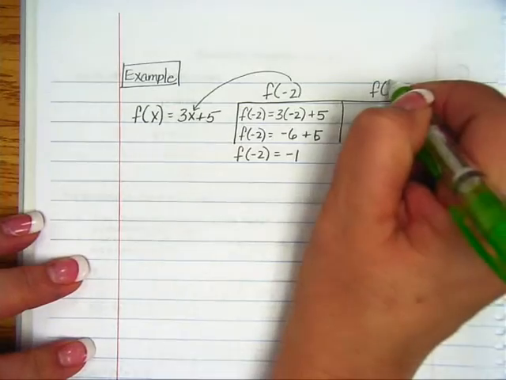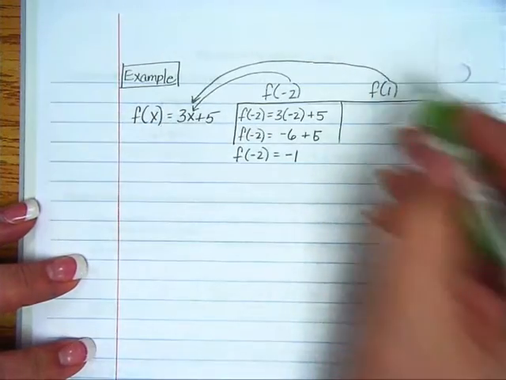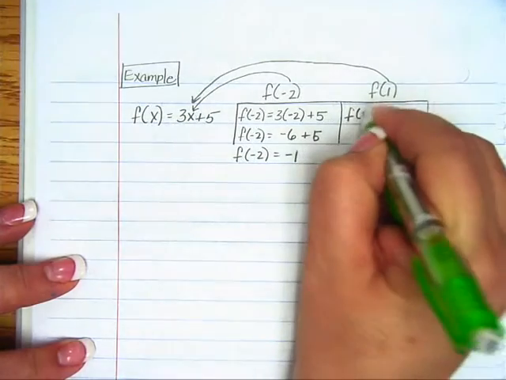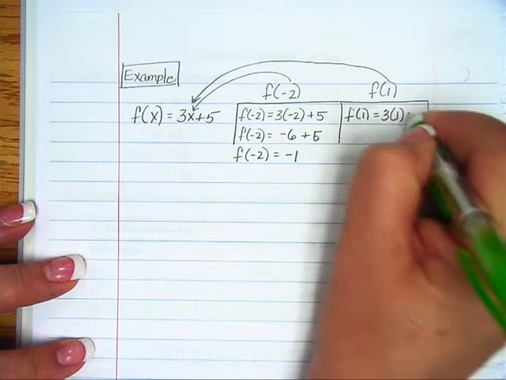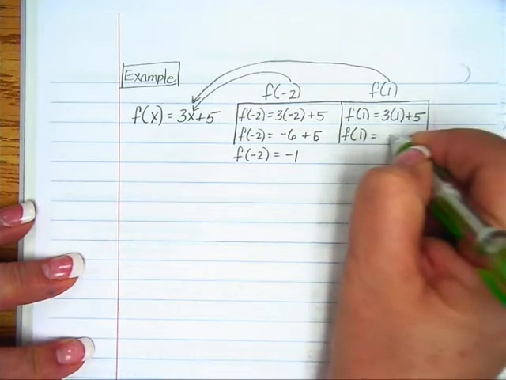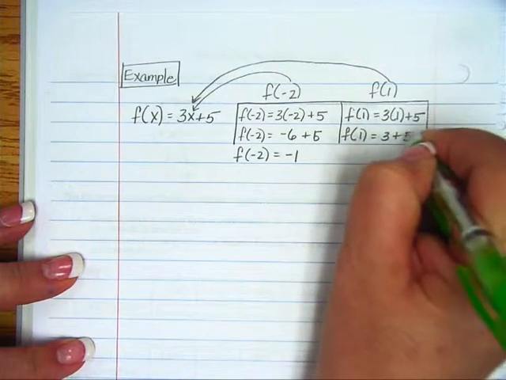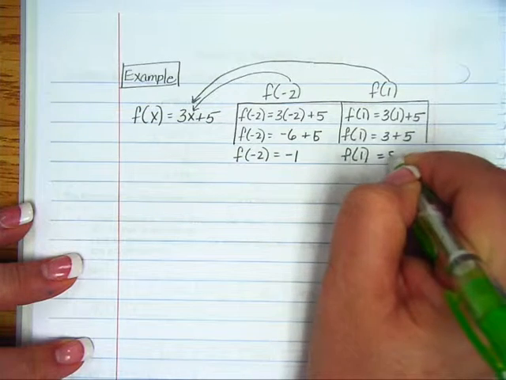All right, let's do the same thing for f of 1. I'm just plugging in 1 into that same equation. f of 1 is 3 times 1 plus 5. f of 1 is 3 plus 5. So when x is 1, f is 8.